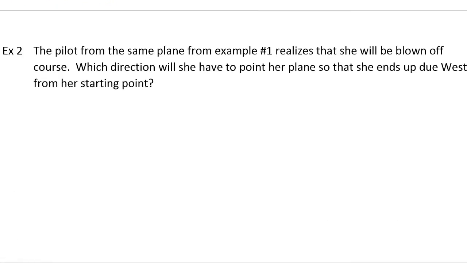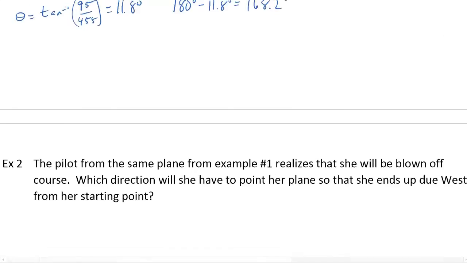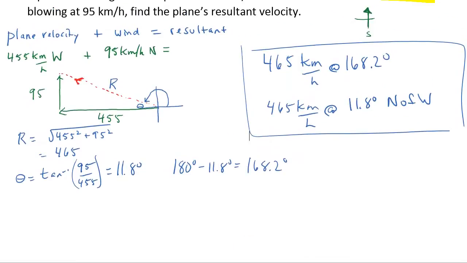Now, the pilot from the same plane from example one realizes, because she took this physics class, that she's going to be blown off course. Going back to the diagram, if she's starting here and she's going to get blown off that way, she's going to end up somewhere further north than where she wanted to be. Let's think about what this would look like if you were on the ground watching this. I cannot draw an airplane, so let's pretend that this little arrow is an airplane. The airplane's actually going to be pointed straight west, but the direction that it's traveling will be this way.